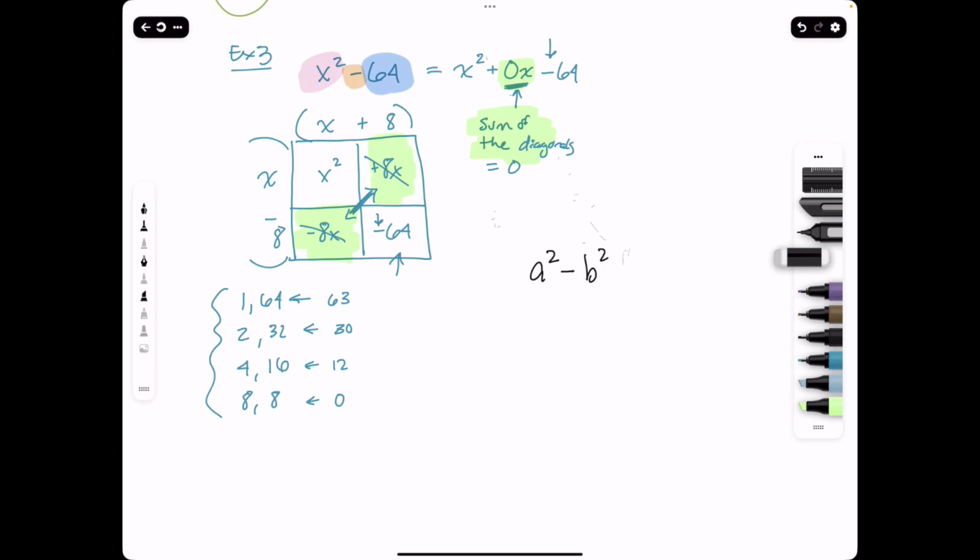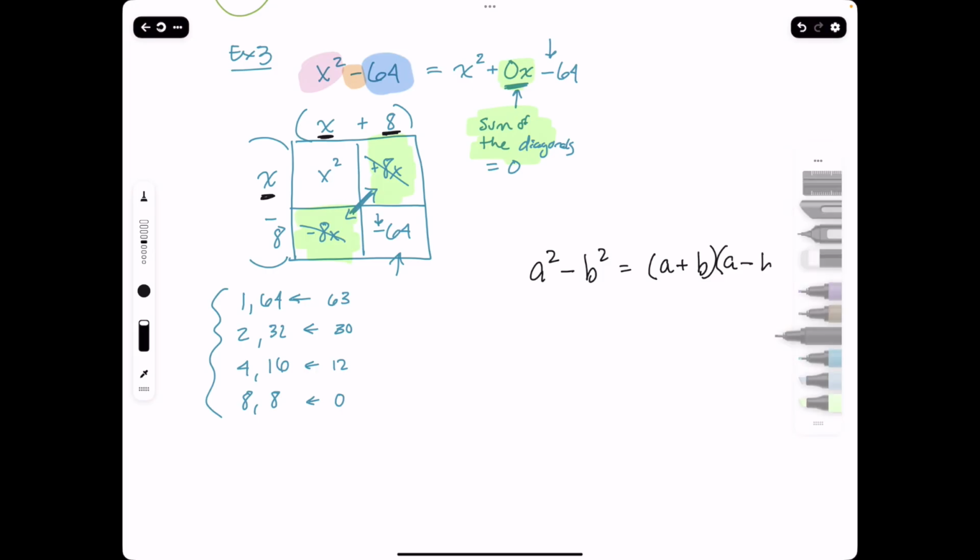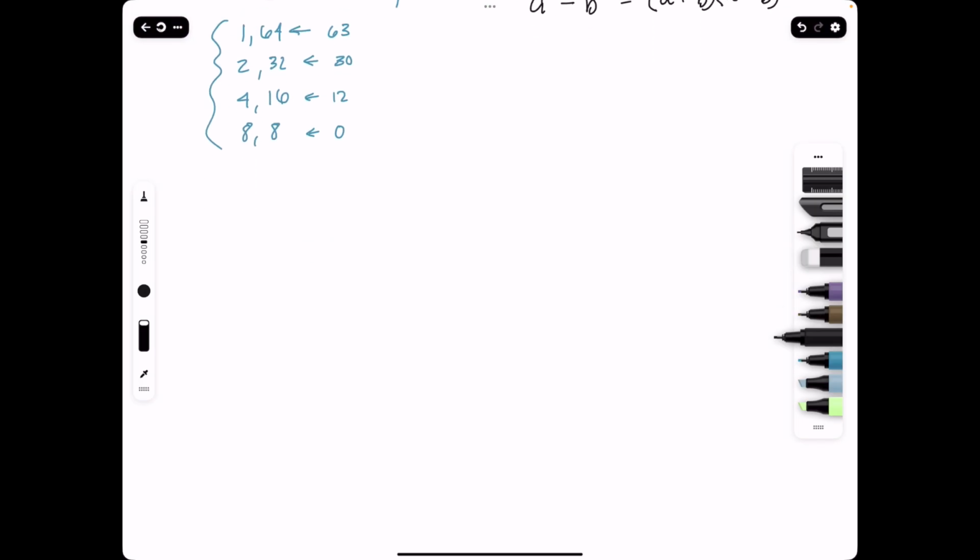Clean it back up though. So if I have that, automatically, you will get to this, but it takes practice. You will get to saying A, like my x, plus B, like my 8, times A, like my x, minus B, like my 8. So if I go back to where we were, I'm combining a couple things all at the same time. My original problem would be factored as x minus 8, x plus 8. And that's it.